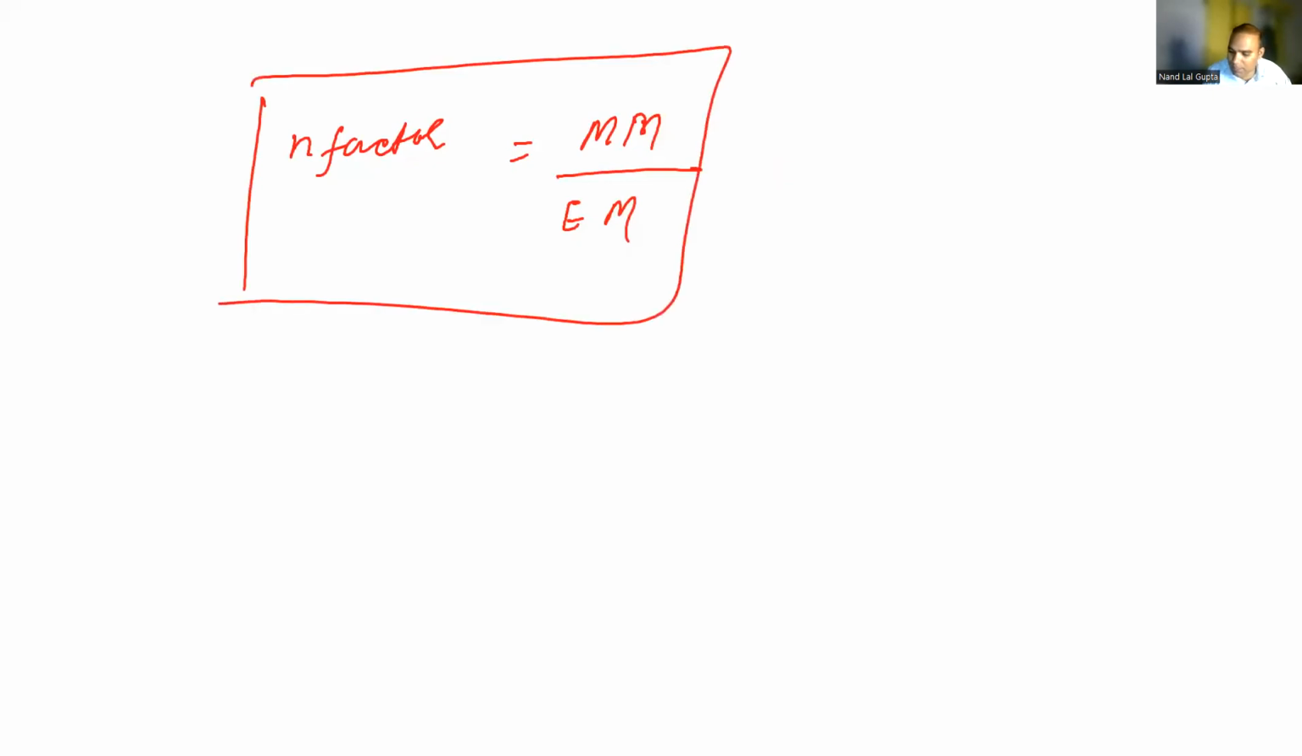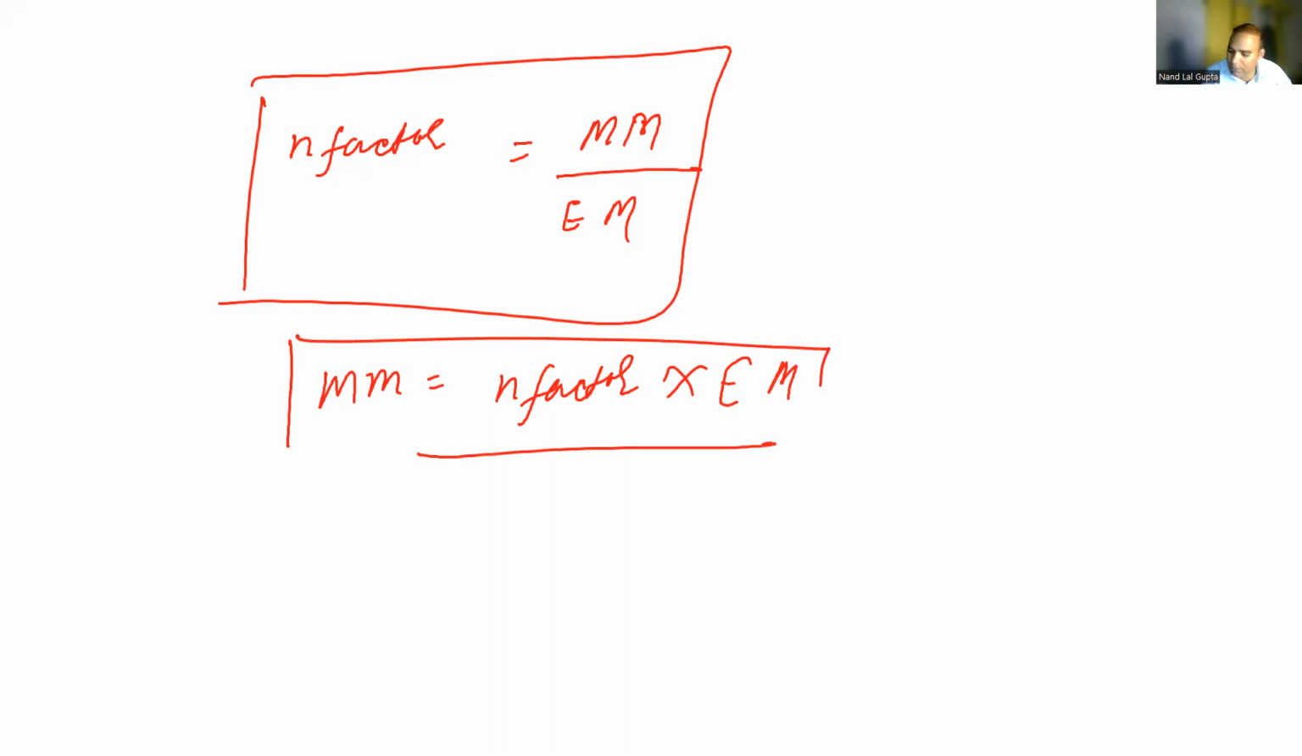See, the n factor we have to calculate. N factor means molecular mass upon empirical mass. This is called the n factor. It means molecular mass is equal to n factor multiplied by empirical mass. Now see with the example.